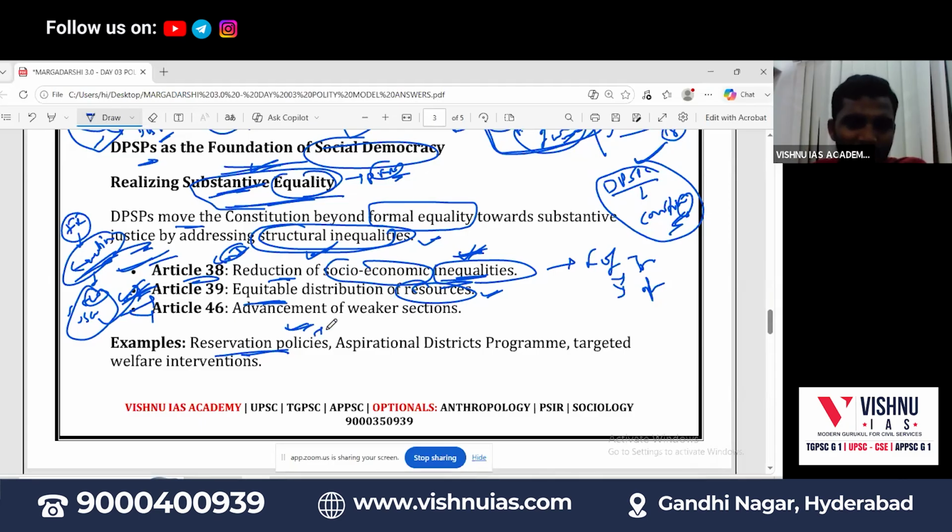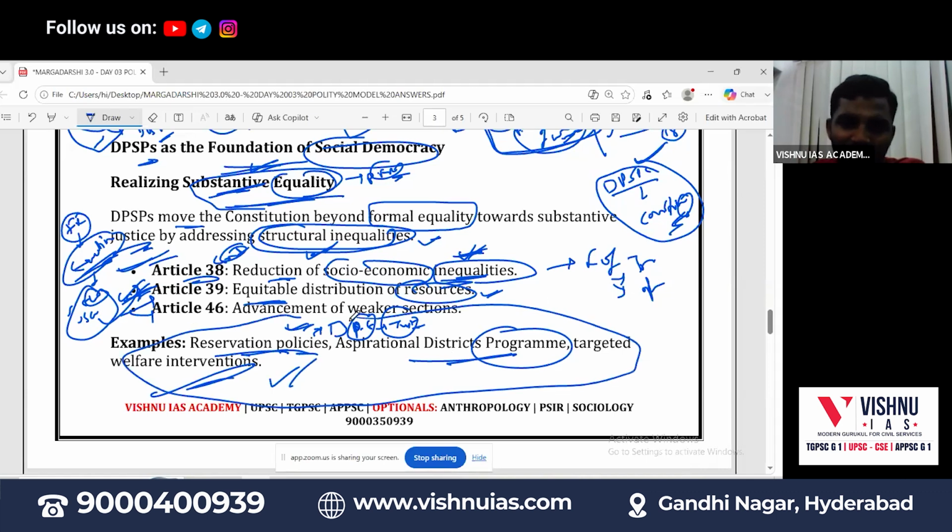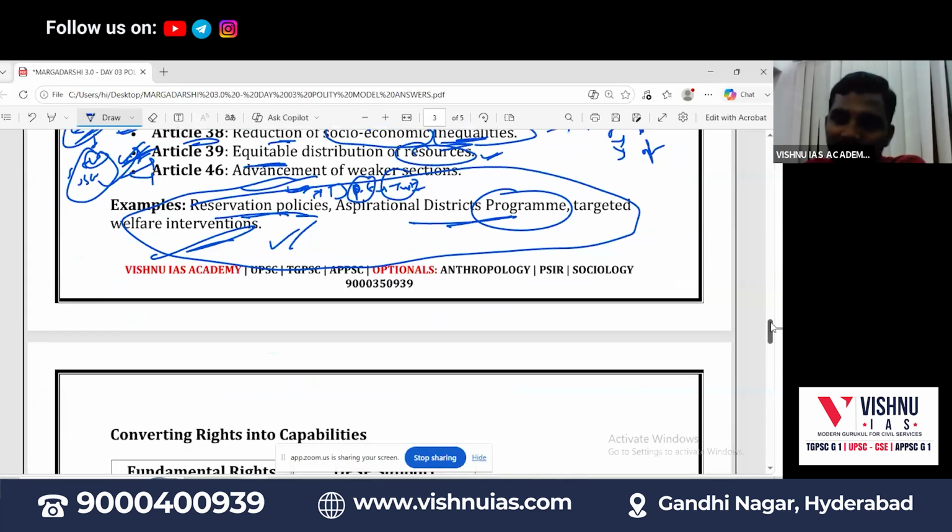Example is reservation policies. Yes or no? Reservation policy, what it does, if you are given special treatment in public employment, in a competitive exam, let us say, then the real justice is possible, the real empowerment is possible. So that is what reservation policies, the aspirational district program, targeted welfare interventions, all these are simply enforcement of the DPSPs. So only when you have DPSPs enforced, you can see fundamental rights are realized.